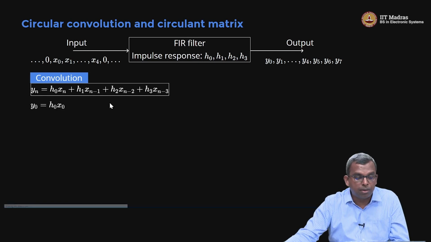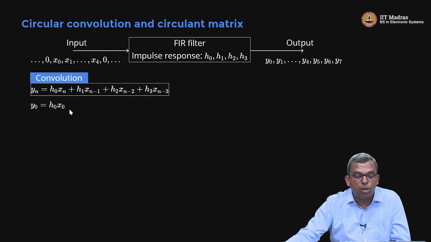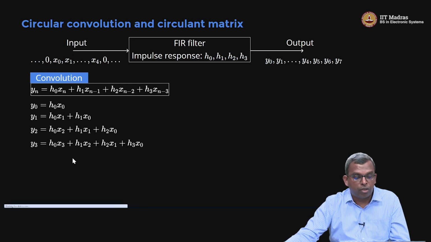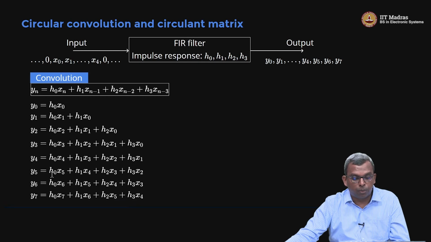So now we'll see what happens. Y0 is H0 times X0. Why? Because previous to X0 they are all 0, so you'll just get this. Now Y1 is H0 times X1 plus H1 times X0, that was the previous input. Y2 is H0 times X2 plus H1 times X1 plus H2 times X0. You see the idea, right? Y3 will become these terms. After that, Y4 will be easy to write down.